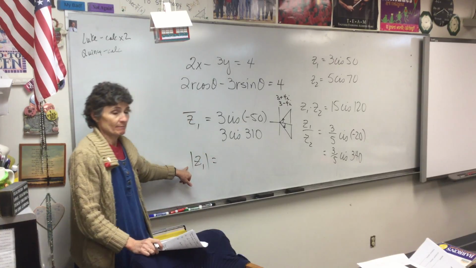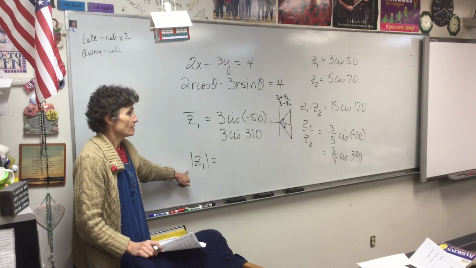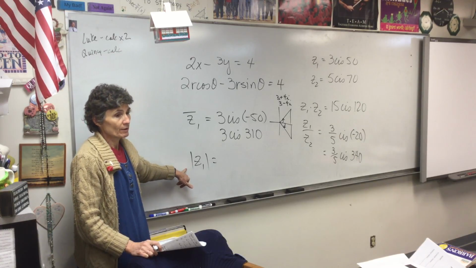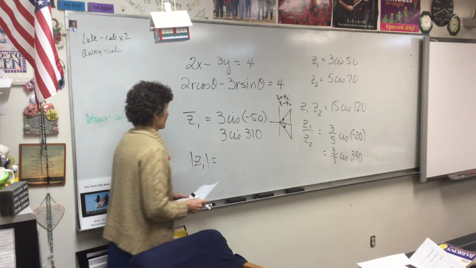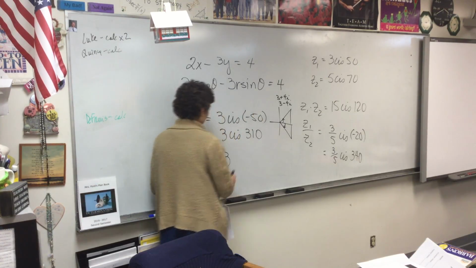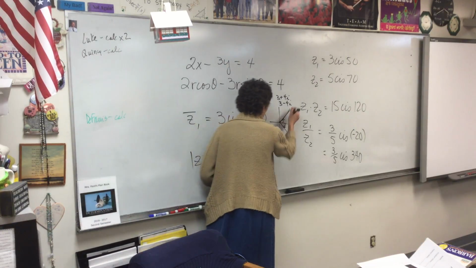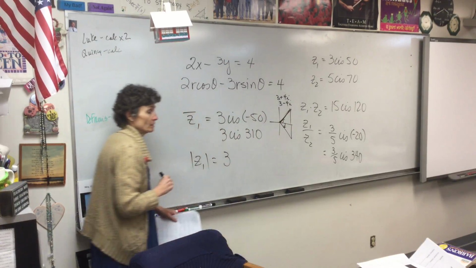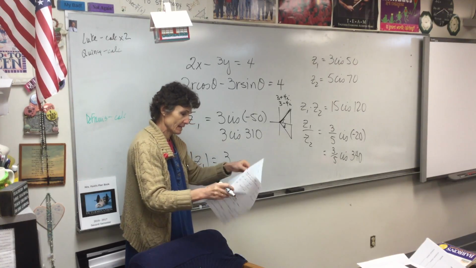Now what does that mean? That means the magnitude, the length of the number if you were to draw it, and that's the same as R. The length of the number is R. This is the length of the number right here. That's R. So that's just it. All right, good deal. That is done.